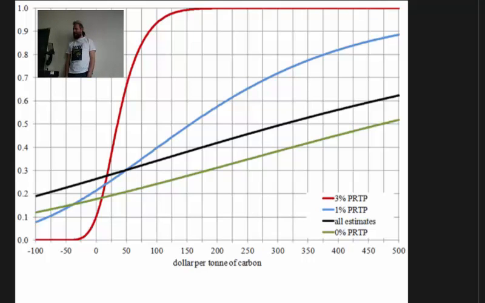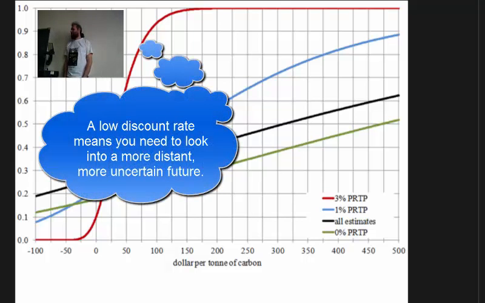The higher the discount rate, the less we care about the future, and the less far we need to peer into the future, because it just becomes irrelevant. But with a low discount rate, you need to peer far into the future. And the further you look into the future, the more uncertain things become.